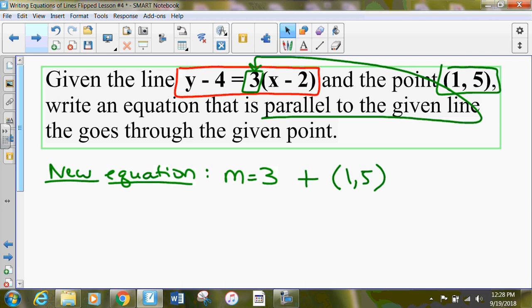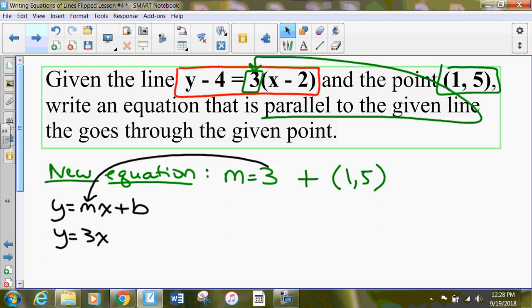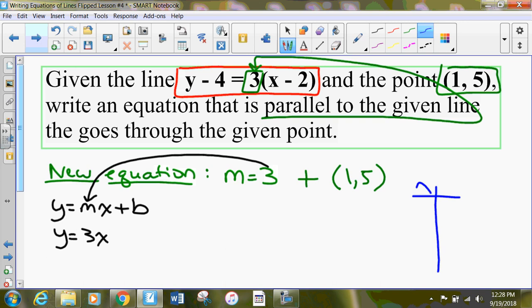So when we think about our equation, y equals mx plus b, we know we're halfway there. Our slope is 3. And our b, we're going to find our b by using our table. So we set up our table. We know that our y-intercept is the number that we get when x is equal to 0. And oh, this is our lucky day. Look what point they gave us. They gave us 1, 5.